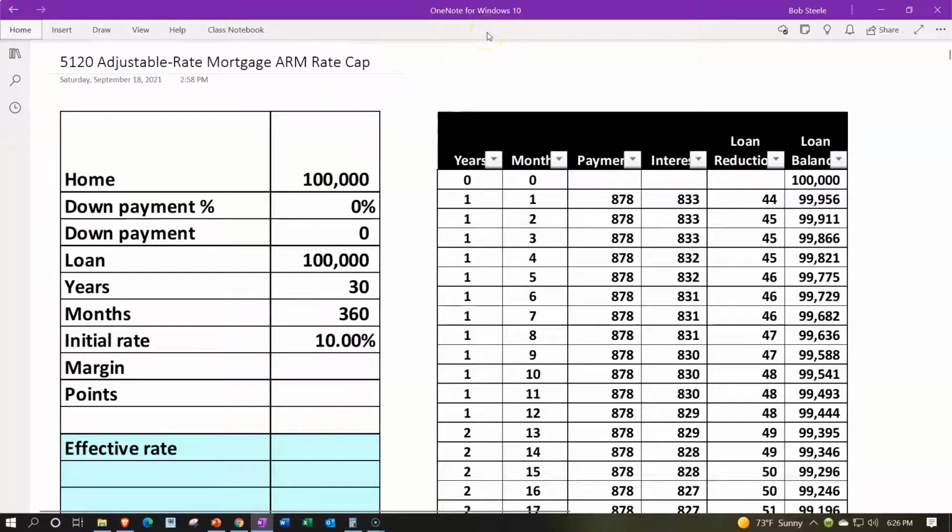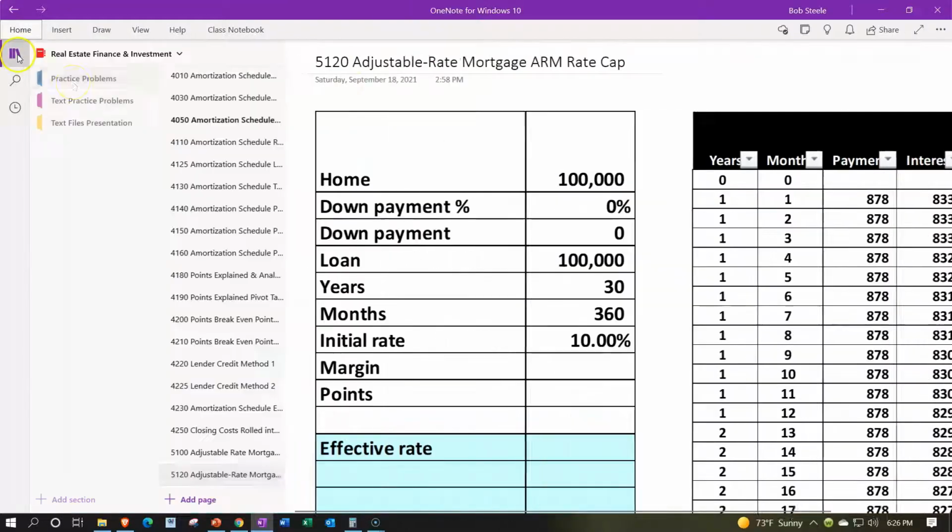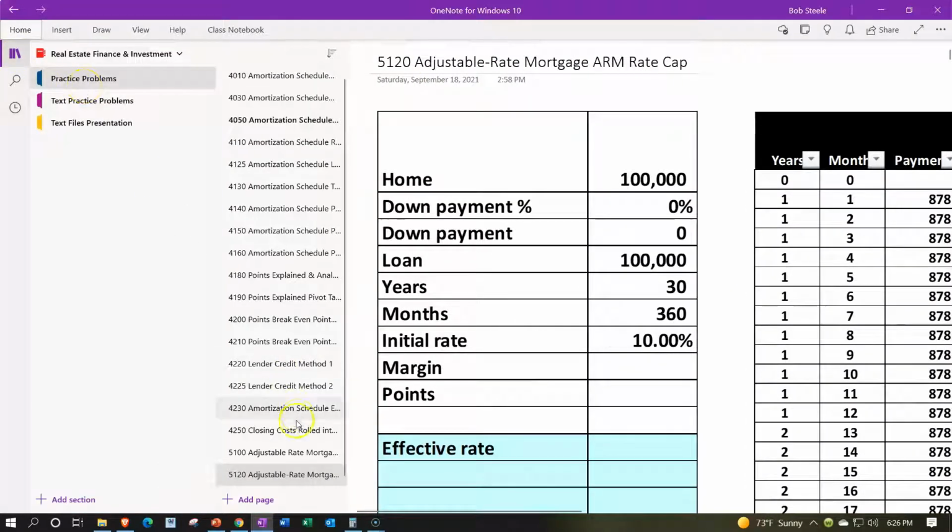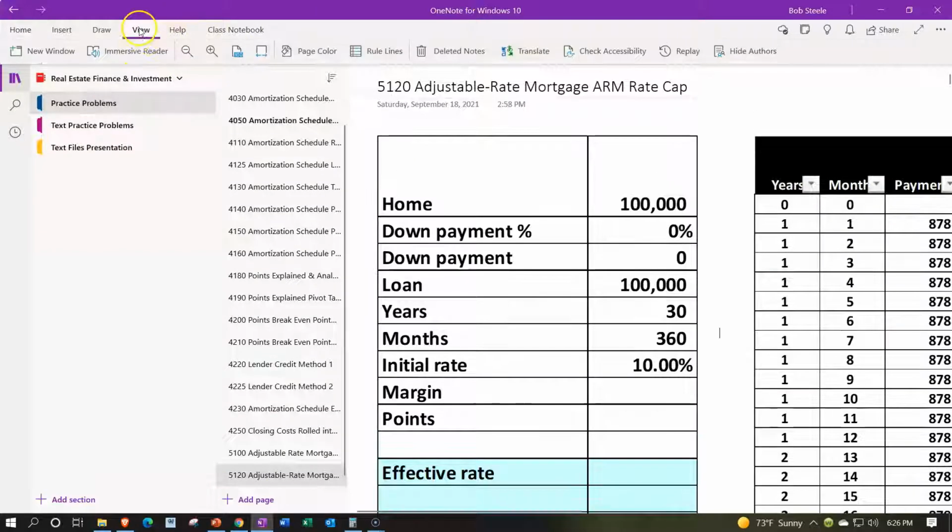If you have access to OneNote and would like to follow along, you're not required to, but if you would like to, we're in the icon on the left-hand side, Practice Problems tab, down in the 5120 Adjustable Rate Mortgage ARM Rate Cap tab. Also note, when using OneNote, take a look at the Immersive Reader tool. Our presentations will also be in the text area with the same name, same number, but with transcripts that can be translated into multiple different languages and either listened to or read in them.